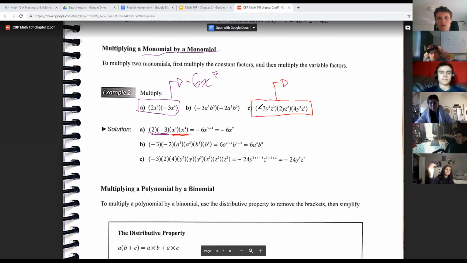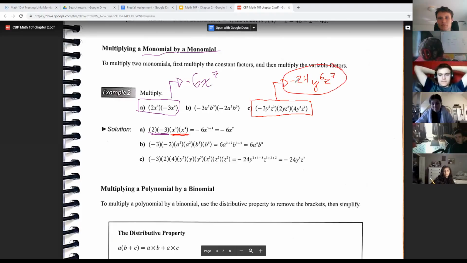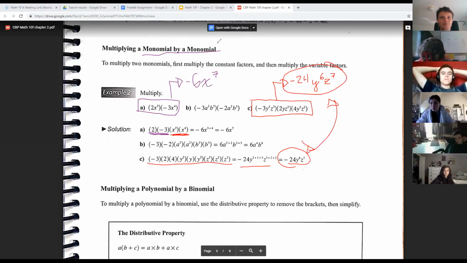This last one here, right, we've got negative 3 times 2 times 4. That's going to be negative 6 times 4, negative 24. We've got y squared times y times y to the power of 3, so 2 plus 1 plus 3 is y to the power of 6. And z, we've got 3, 2, and 2. So it's 3 plus 2 plus 2 is 7. So we've got z to the power of 7. Right? And down here, we've got something similar, but we're kind of breaking it up into each piece. All right.